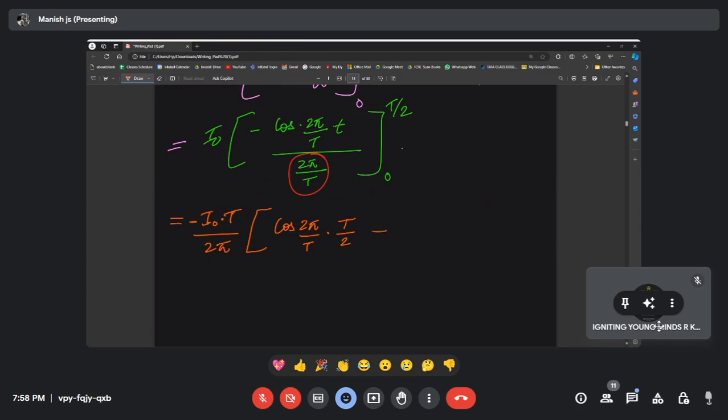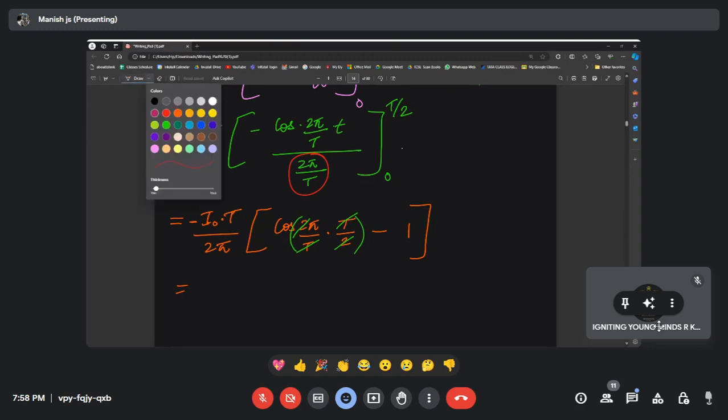Upper limit minus, now coming to the lower limit. What is the lower limit? It is 0, right? So what is the value of cos 0? Because t is 0, 0 into 2 pi by T is 0, so it is cos 0. Cos 0 value is 1. I hope you all know it, right? So that becomes 1. Now in this term, you can see the T terms get cancelled out. I can also cancel out this 2 and 2. It's entirely common for the cos, the entire angle. So I'm left with cos pi inside.